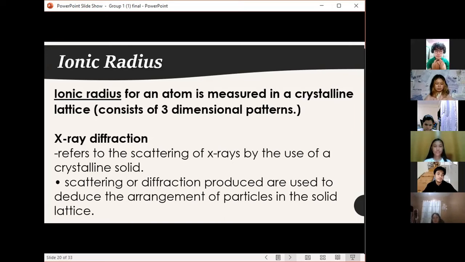X-ray diffraction experimentation was discovered by Sir William Henry Bragg and William Lawrence Bragg. X-ray diffraction is a technique or method used for characterizing crystalline materials. Diffraction is also used to measure the distance between atoms.